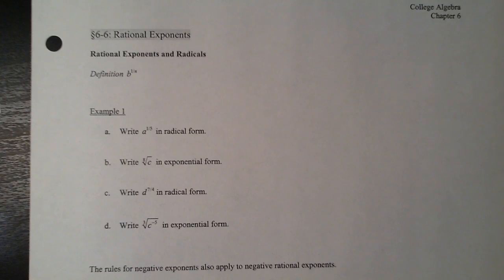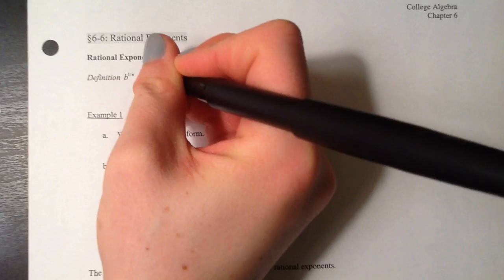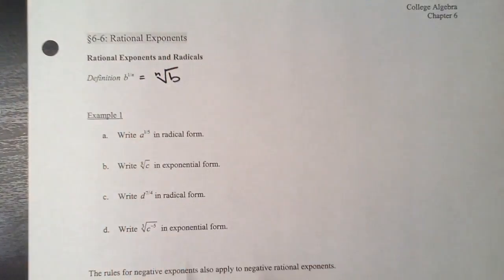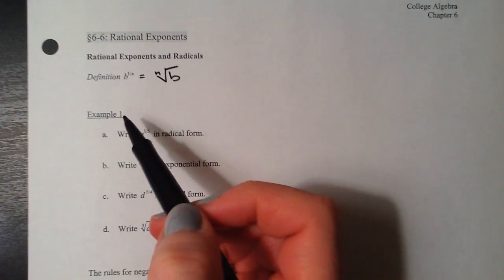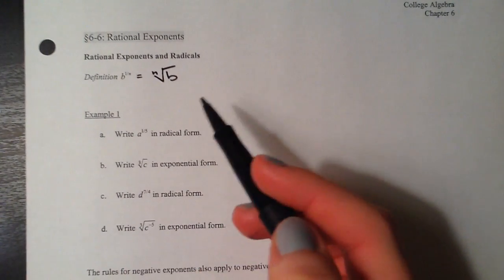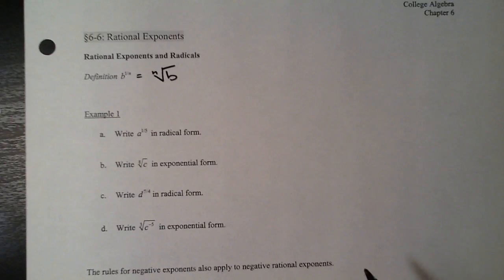Okay, so if we see something like this first definition, b raised to the 1 over n power. So b is the base and then the power would be 1 over n. That's actually equal to the nth root of b. So raising something to like the 1/3 power is like the cube root. Raising something to the 1/2 power is like the square root. The 1/4 power is like the 4th root, etc.